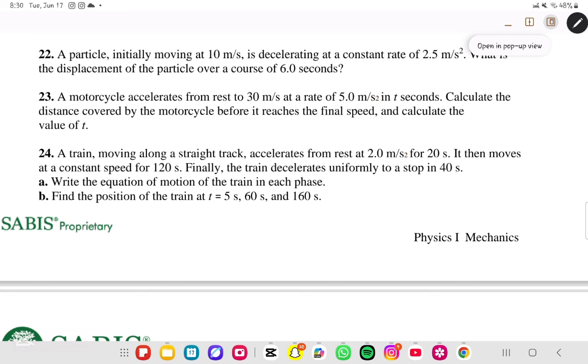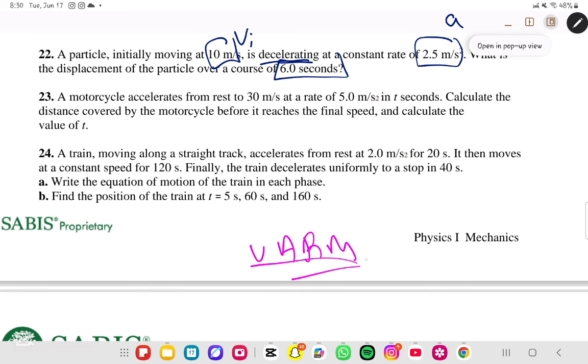A particle initially moving at 10 meters per second, this is v initial, is decelerating at a constant rate of 2.5 meters per second squared. This is the acceleration. What is the displacement of the particle over a course of 6 seconds? So, we need to apply the equation of the UARM. Why? Because it's a constant acceleration. So you'll apply the equation 1 over 2 times acceleration times time squared plus velocity initial times time plus x initial is equal to x final.